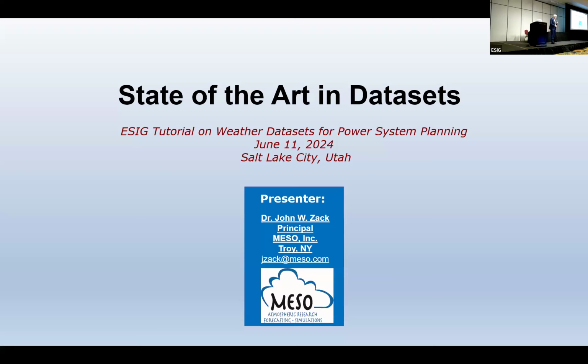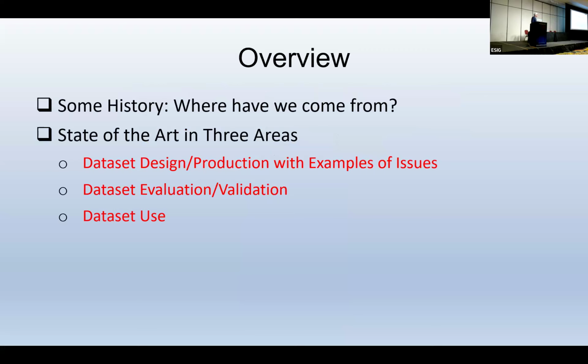So I'm going to start out with an overview talk on the state of the art in data sets. And we will first start out with a little bit of history. Where have we come from? And then the state of the art in 3 different areas: design and production, and examples of some issues with the data sets; data set evaluation and validation; and data set use. So all 3 of those areas are important in terms of where we are in the state of the art and what issues there are in each of those areas.